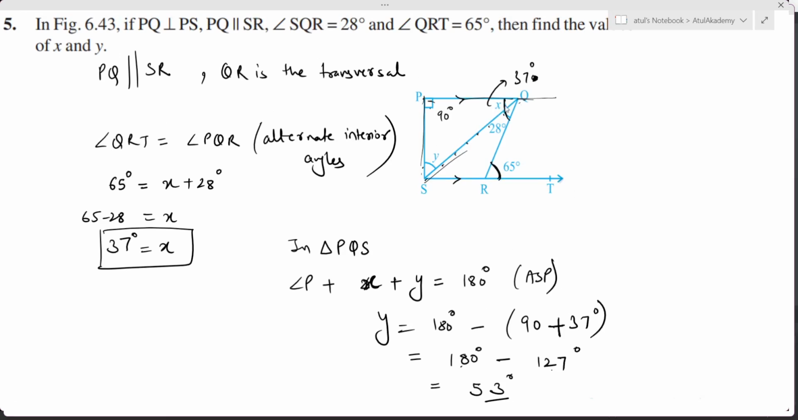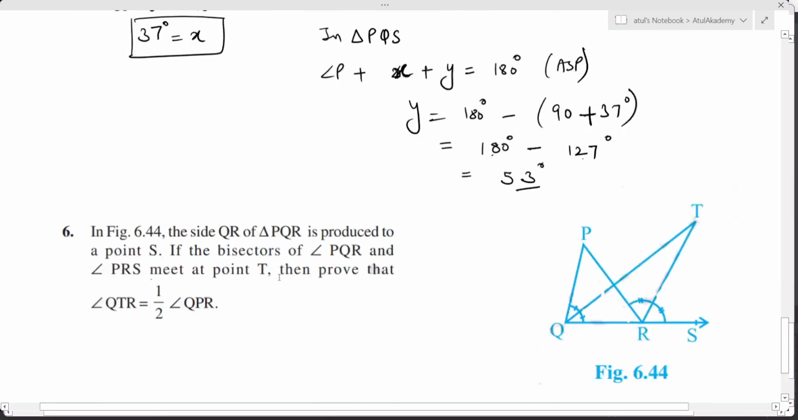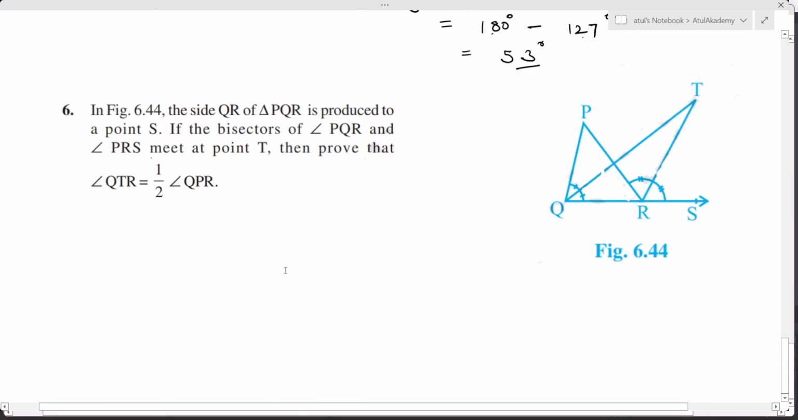So clear, I used alternate interior angles and I found the value of x using x plus 28 is 65. And then with x, I used the angle sum property to get the value of y. Clear, students? No doubts? Fine, then let's move to the next question, the last question of the exercise. Very important question, kids. Please mark it as important.